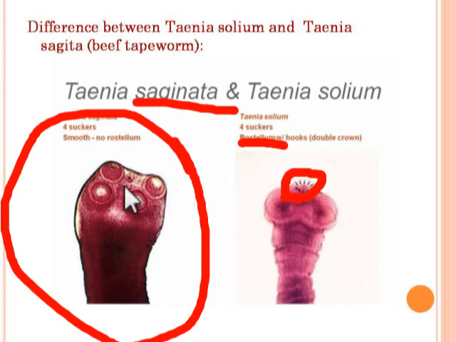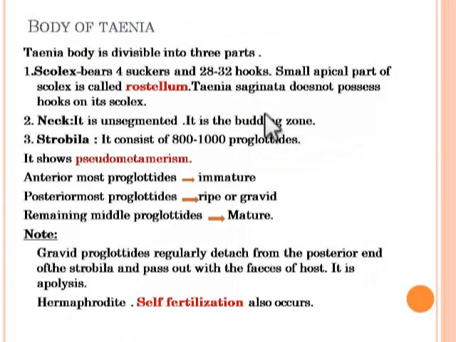Whereas here there will be no presence of rostellum, only 4 suckers, no hooks, no rostellum. This is the very important unique difference between Taenia solium and saginata, which is asked in NEET questions.